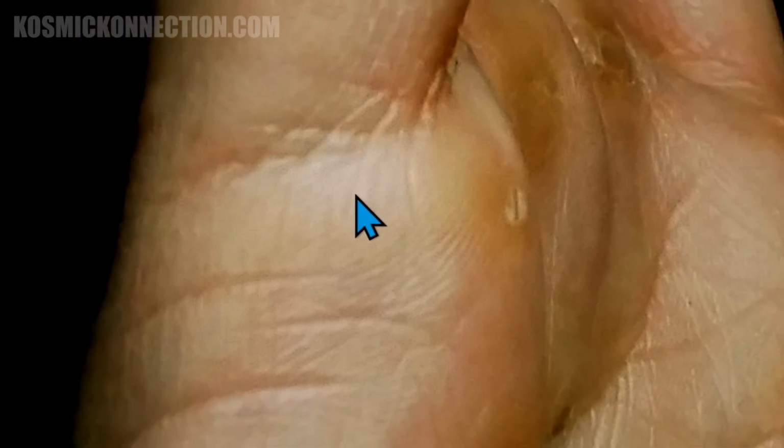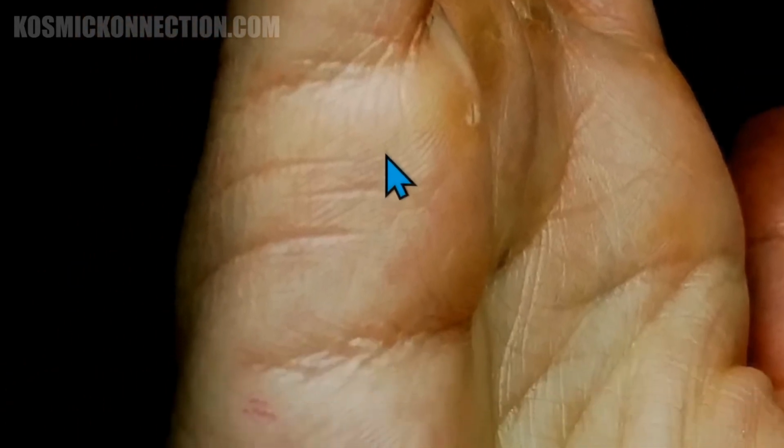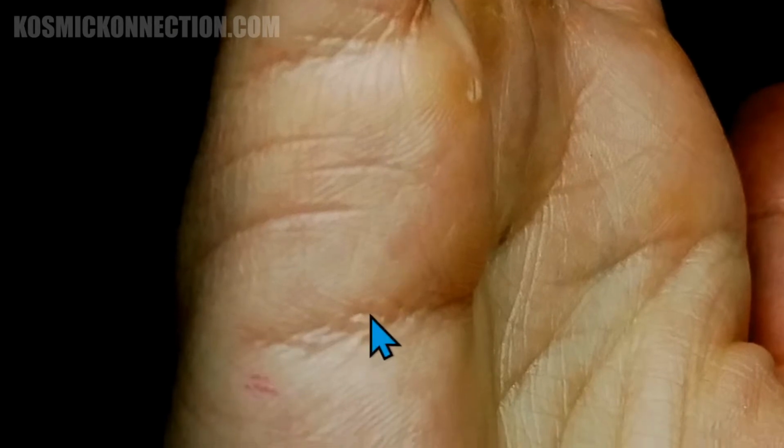Okay, going up from the flirt lines to where that ring is around the Mercury finger, you divide that section into thirds. First third is age 20, 30. The second third is age 40, 50, and the last third 60, 70, 80.